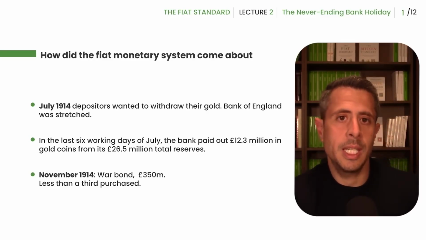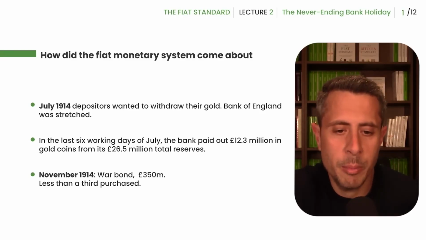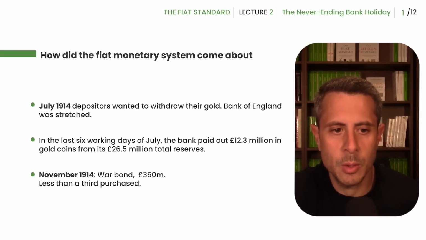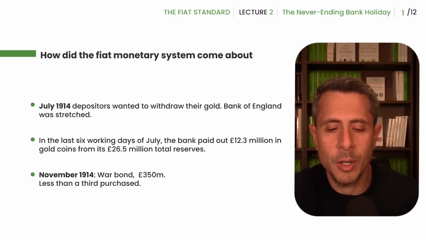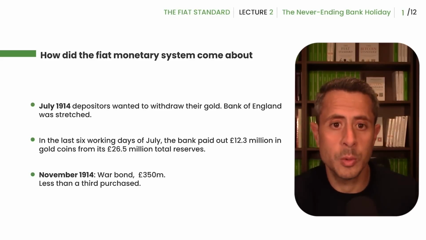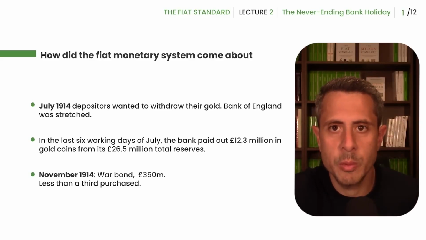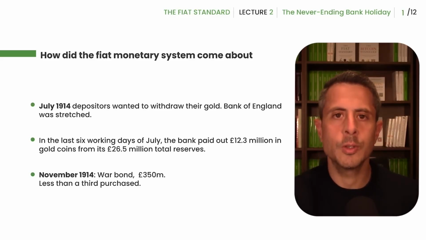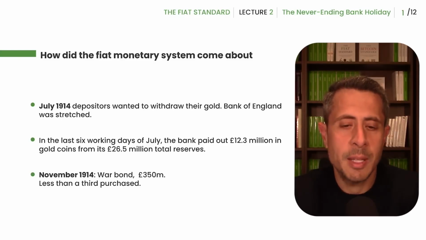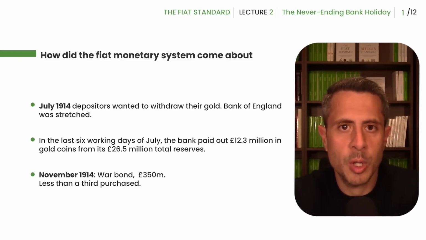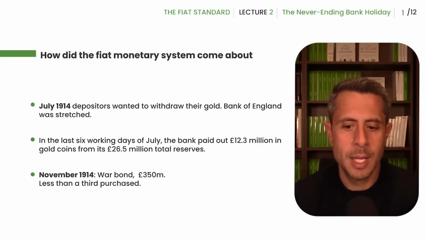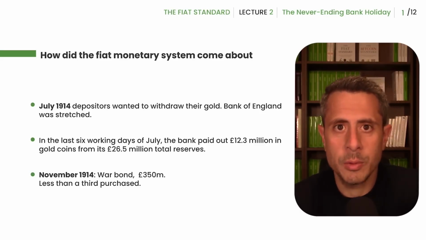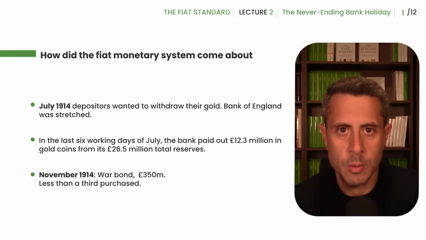So in July 1914, the bank paid out £12.3 million in gold coins from its £26.5 million in total reserves. Almost half of all the reserves of the Bank of England in gold were paid out. And this was a bit of a problem. Foreign central banks also wanted to get some of their gold out, and the Bank of England faced the unthinkable prospect of a gold run, a bank run on its gold. And at the same time, of course, they wanted to finance a war.